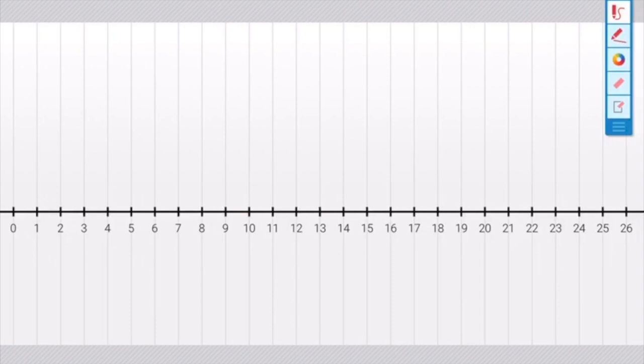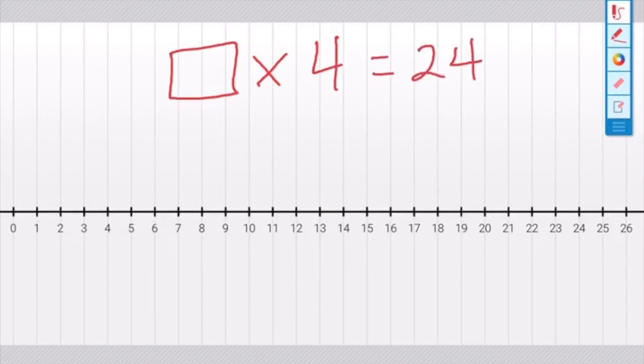So my equation is blank times 4 equals 24. And I know my total, my product is 24, so I'm going to mark that. That's my endpoint. That's the number that I'm trying to get to. And I'm going to start at 0. And I can see that the only other number I have is 4. So I'm going to count by 4s to get to 24. So I know my first jump is to 4, and then I count 4 more.